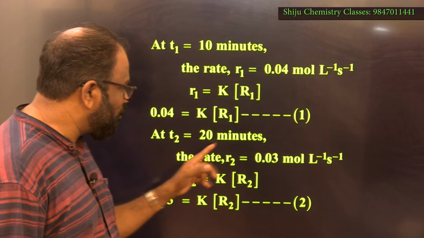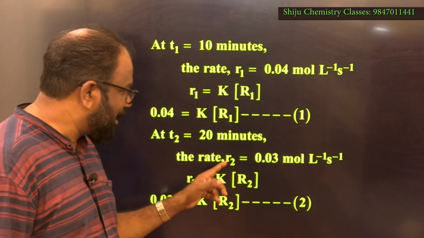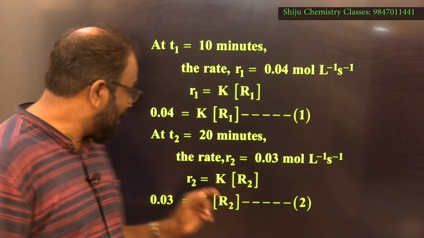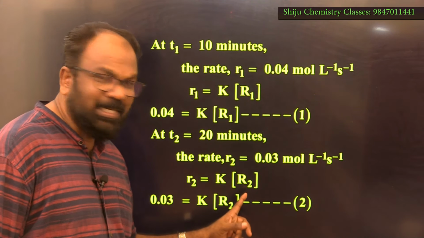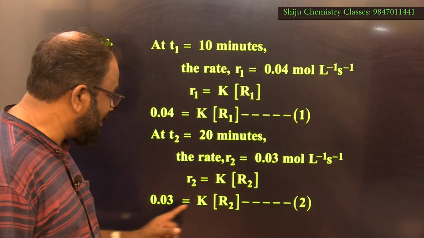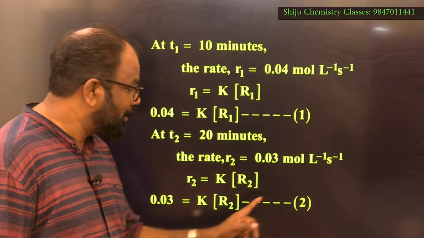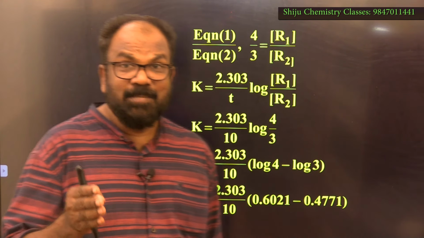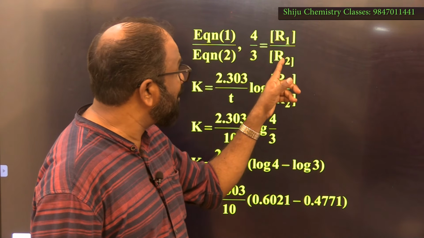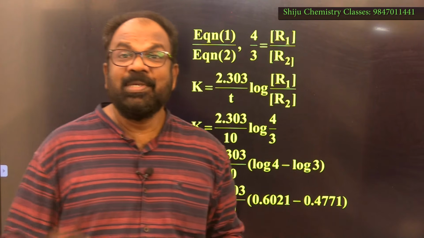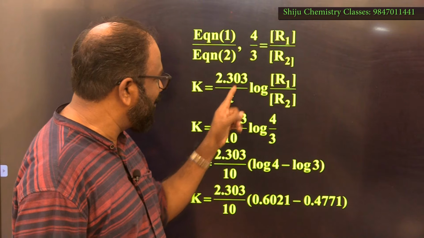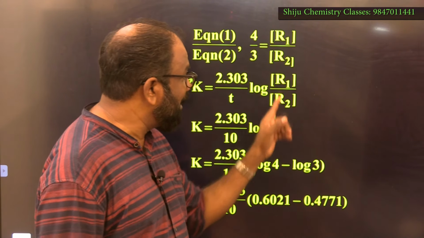When time T2 is equal to 20 minutes, the rate of reaction R2 is given as 0.03 moles per liter per second. Then R2 is equal to K into the concentration of reactant capital R2. Then substituting for R2, the equation becomes 0.03 is equal to K into the concentration of R2. This is equation number 2. Equation number 1 divided by equation number 2 gives the concentration of the reactant R1 by R2 is equal to 4 by 3. We know for a first order reaction, the rate constant K is equal to 2.303 divided by T into log R1 by R2.